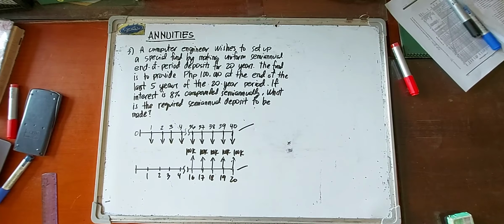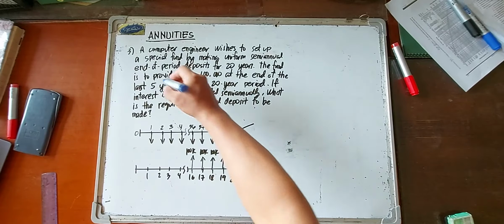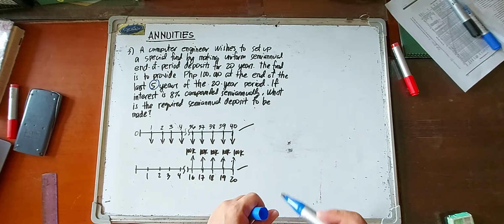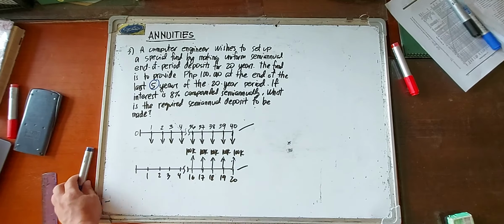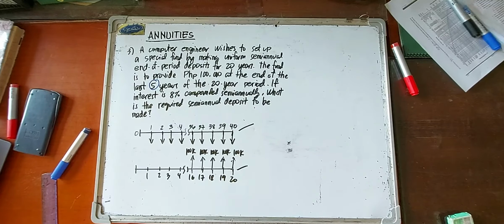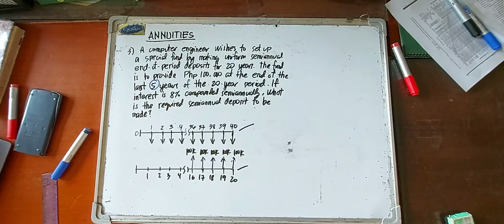Okay, next problem. A computer engineer wishes to set up a special fund by making uniform semi-annual end-of-the-period deposits for 20 years. The fund is to provide 100,000 pesos at the end of the last 5 years. So take note, last 5 years, hindi ko na ilagay dun sa module yung 5 years. For the last 5 years of the 20-year period. If the interest is 8% compounded semi-annually, what is the required semi-annual deposit to be made?